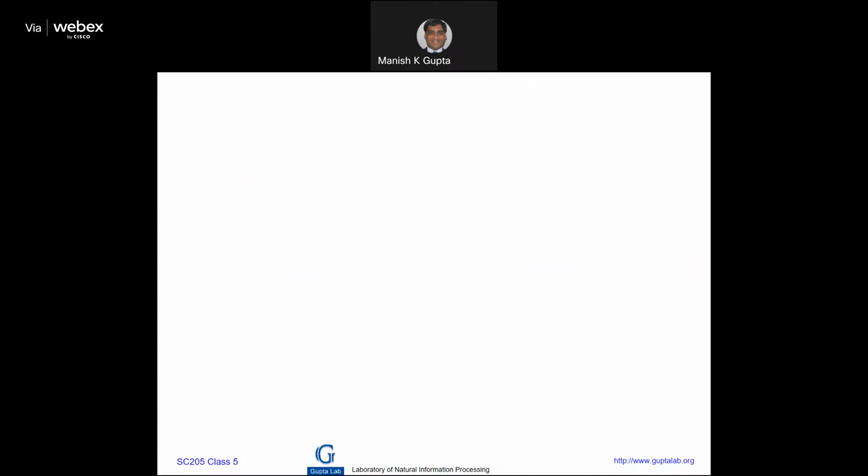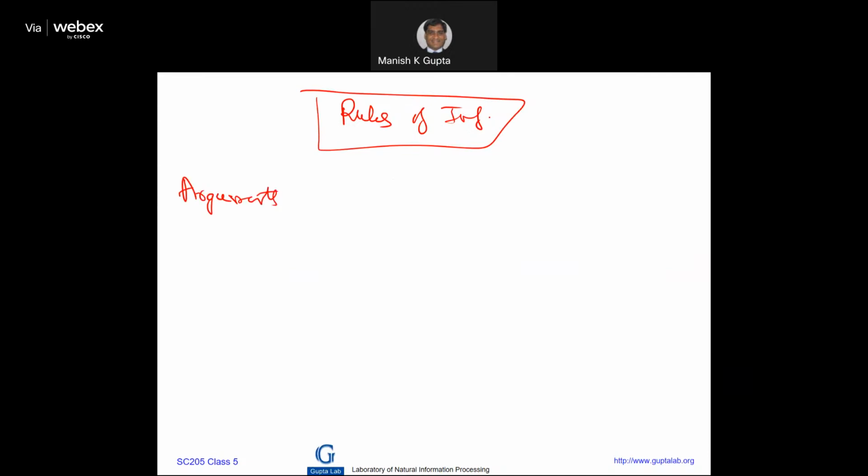In order to describe these rules of inference, I'm going to describe what is known as arguments. So basically, an argument is nothing but a sequence of propositions in propositional logic. By the way, I should mention something here: whenever we talk about an argument, you must have used this word, right? People are discussing, making arguments.